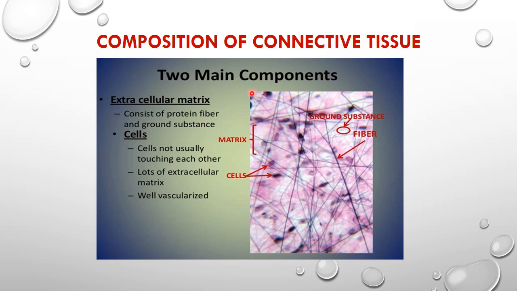Now, there are two main components of the connective tissue, that is the extracellular matrix and the cells. The extracellular matrix comprises the ground substance and the fibers. There are various types of cells present in the connective tissue, but unlike the epithelium, these cells are far apart from each other and have a lot of extracellular matrix in between them. As you know, epithelial cells are closely adherent with each other, but the connective tissue cells have a lot of extracellular matrix in between them, and they are highly vascularized.